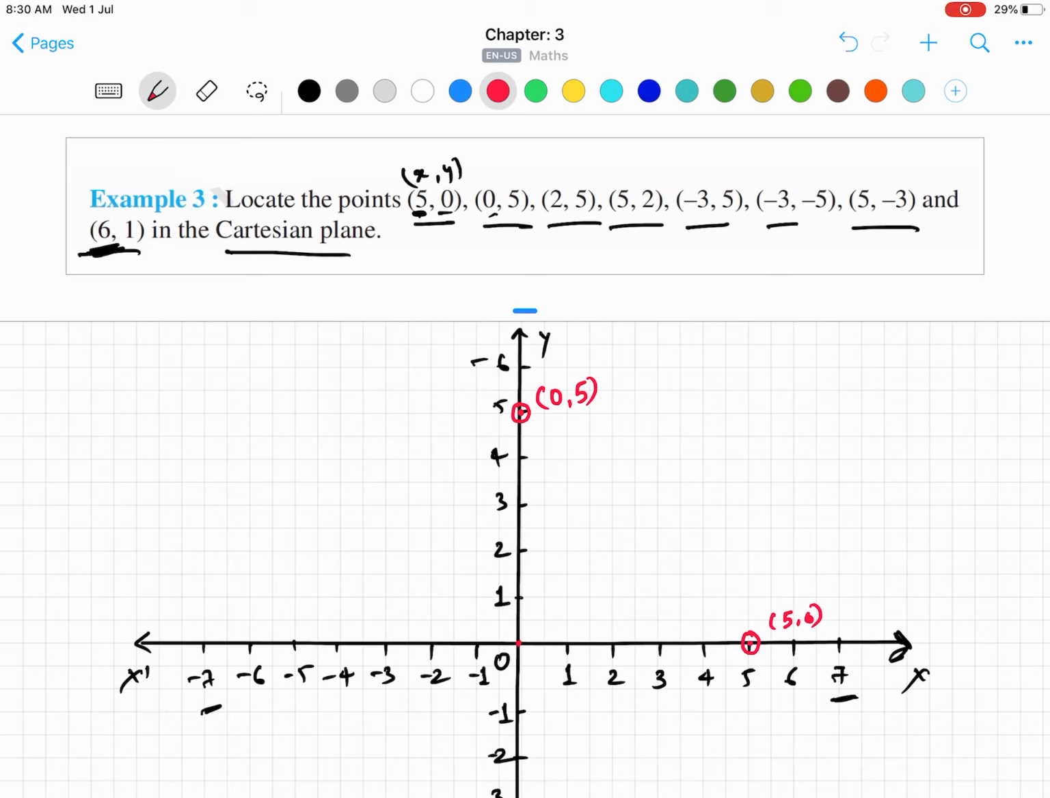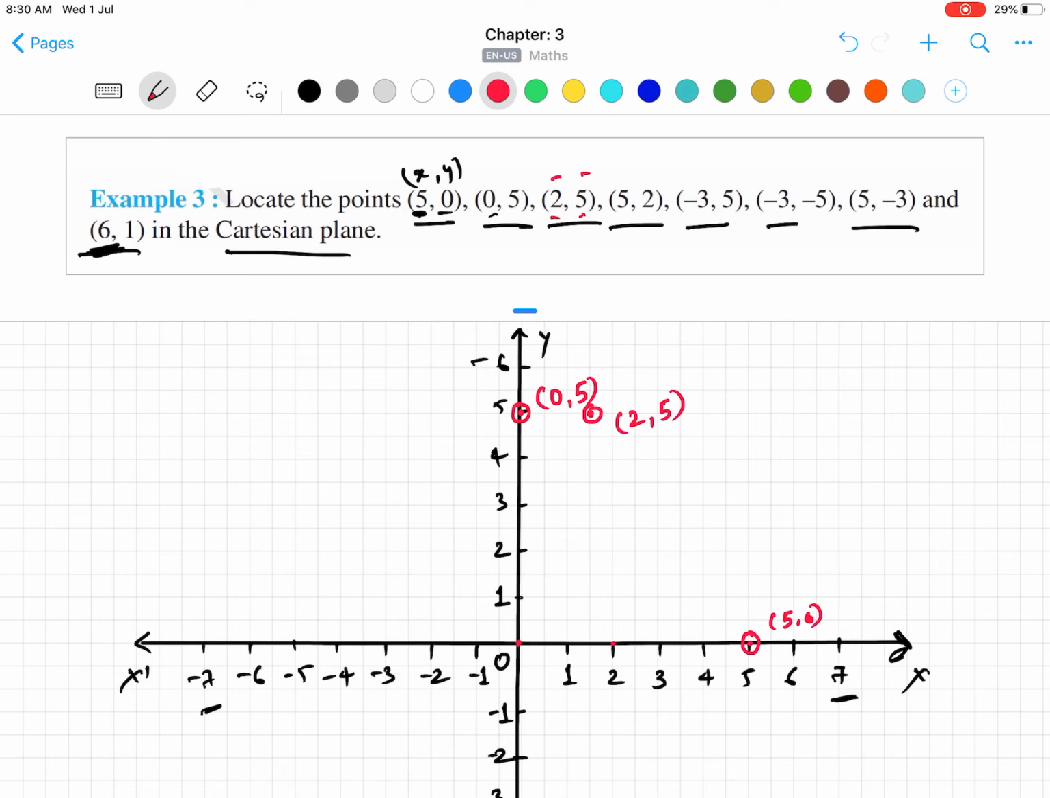Next we have 2 and 5. Now you can see both numbers are positive, that means this point has to be lying in the first quadrant. Okay, so x is 2, so we'll start from the origin, move 2 places in the positive x direction, that means here. And y is 5, that is +5, so we'll move in the positive y direction up to 5 places, that means here. So the point will be here, so this point is 2 5.